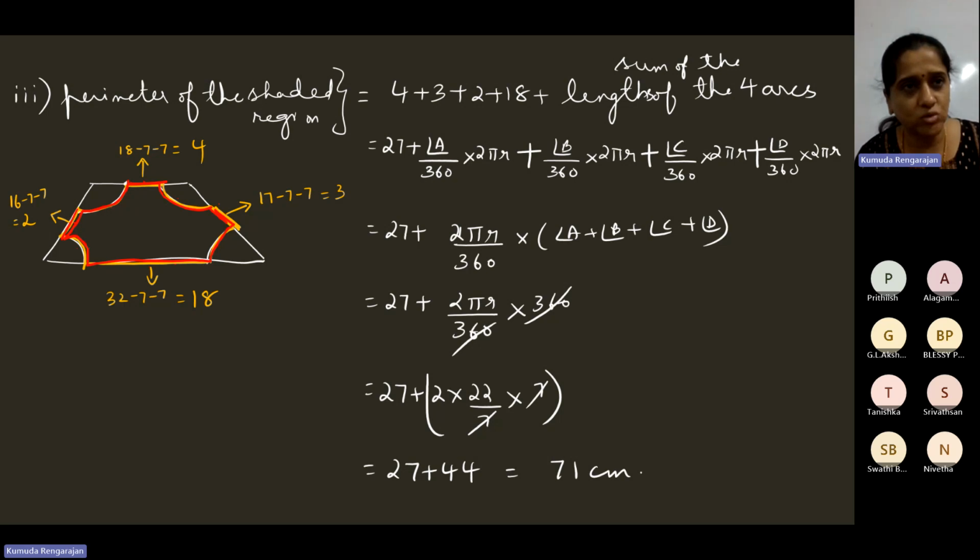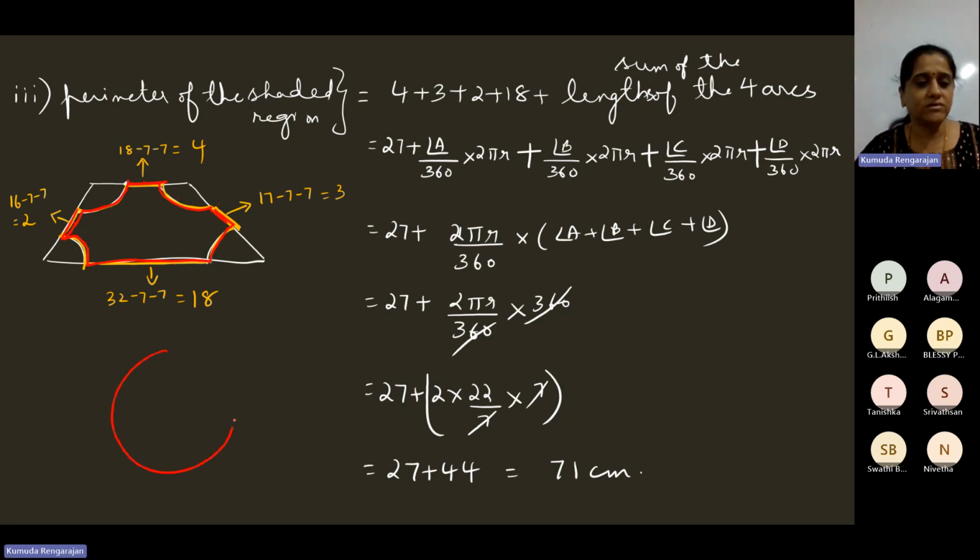Angle A by 360 into 2 pi r, correct? Angle B by 360 into 2 pi r. If you multiply by 2 pi r, you will be able to find the length of the arc, because the arc is on the boundary and the boundary is 2 pi r. If the length of the full circle is 2 pi r, and you want to know the length of a part of the circle, that is an arc, it's theta by 360 into 2 pi r.